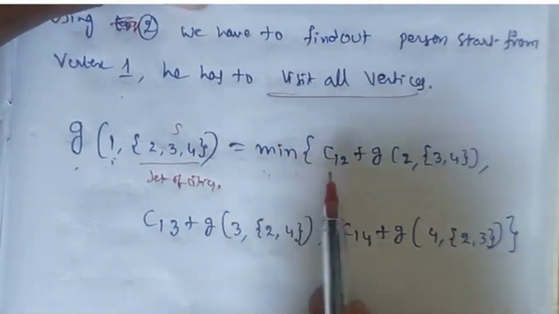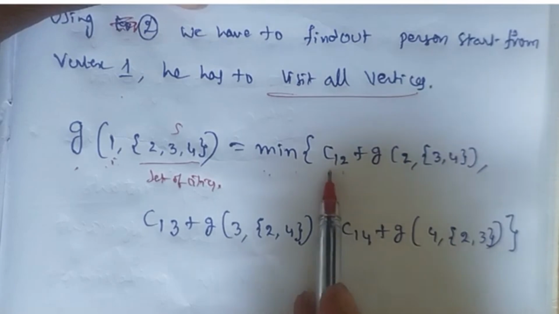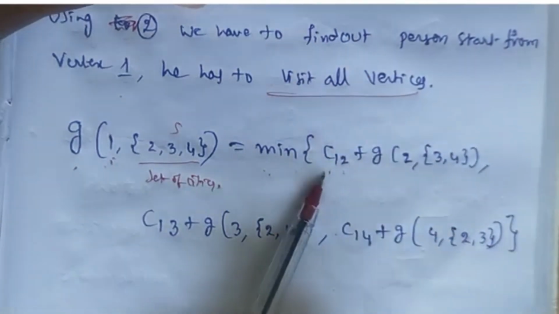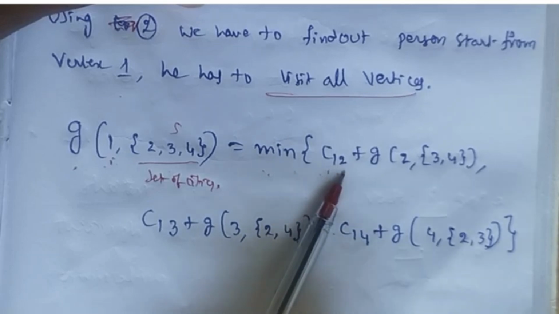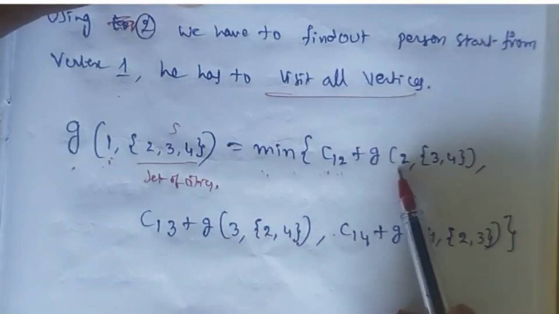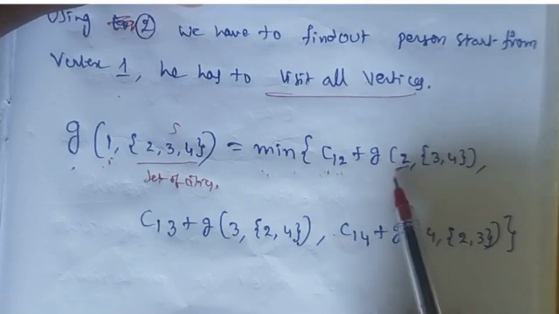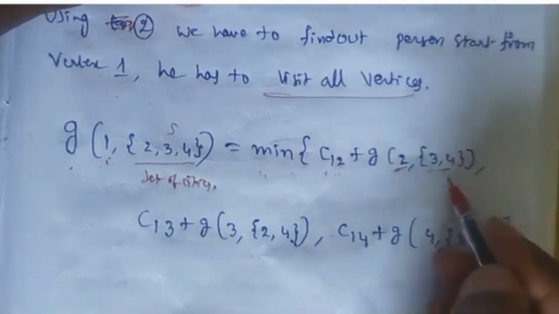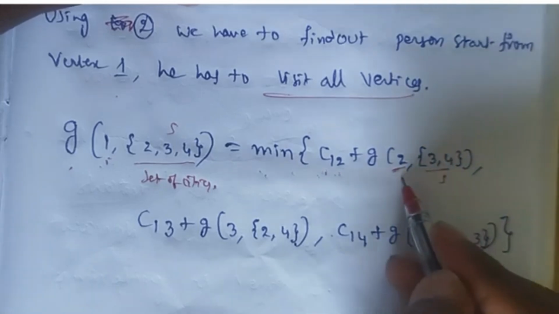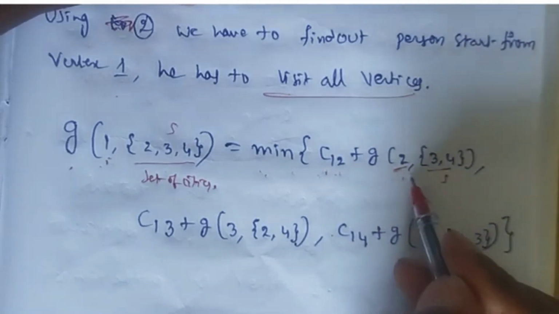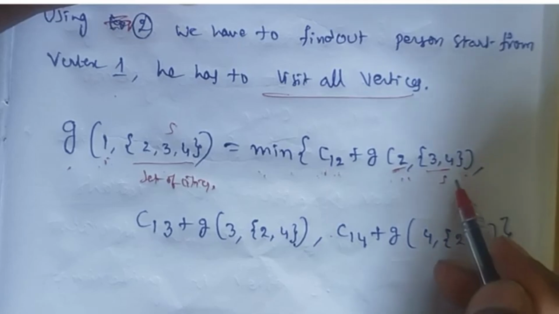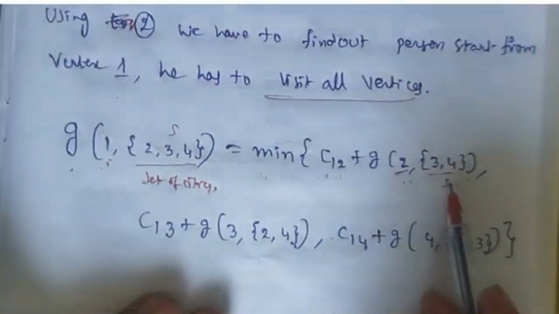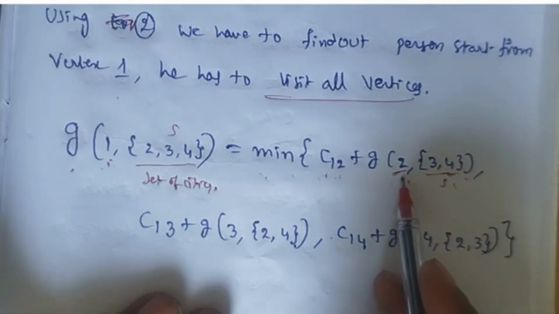Minimum of C12. It means what? If the person is starting from 1 to 2, visiting the second city, here visiting the second city means the second city becomes outside the set, and what about this? This is the S value. So G of 2 comma {3, 4}. These are the visited and these are the not visited cities. Currently visiting is 2.